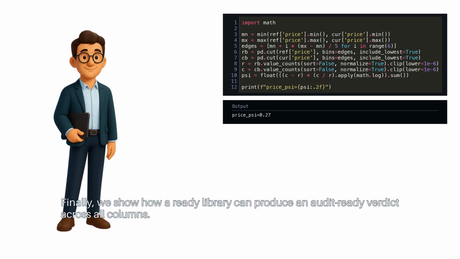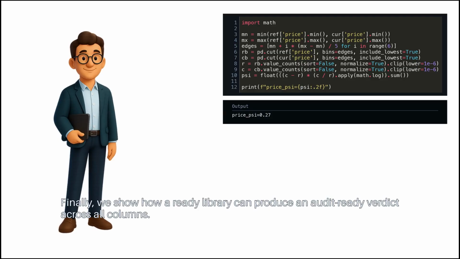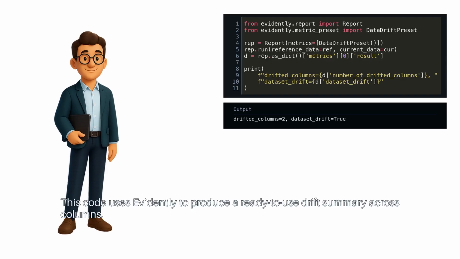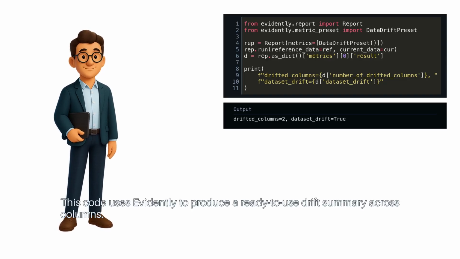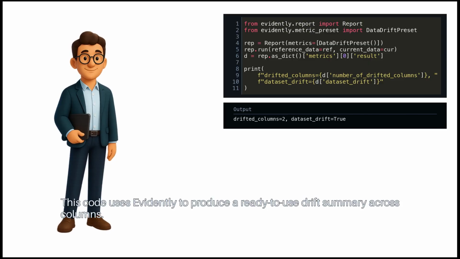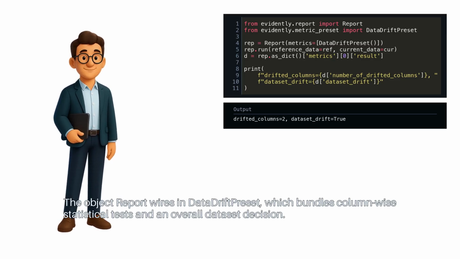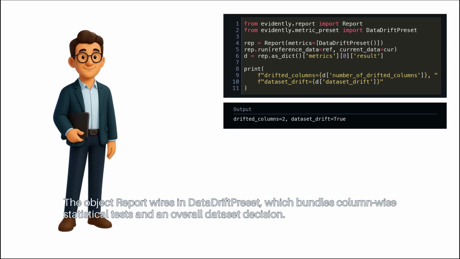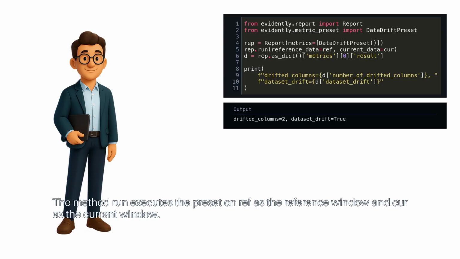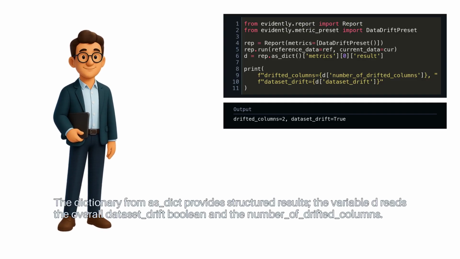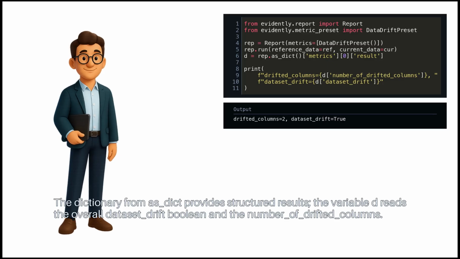Finally, we show how a ready library can produce an audit-ready verdict across all columns. This code uses evidently to produce a ready-to-use drift summary across columns. The object report wires in the data drift preset, which bundles column-wise statistical tests and an overall dataset decision. The method run executes the preset on ref as the reference window and cur as the current window. The dictionary from asdict provides structured results.